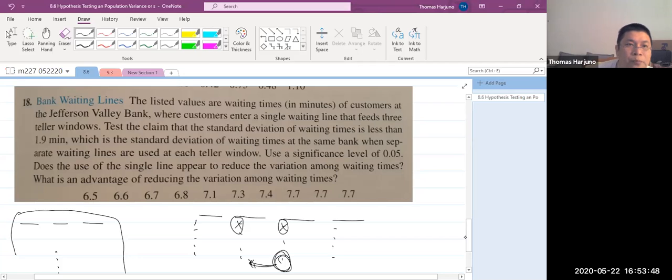These are numbers. You can use your calculator.